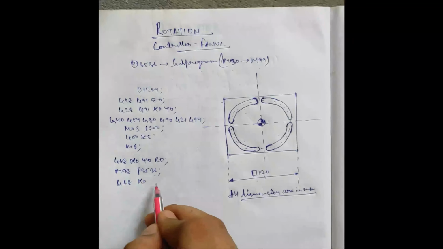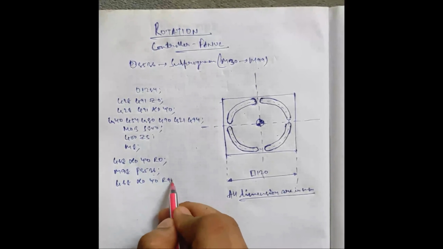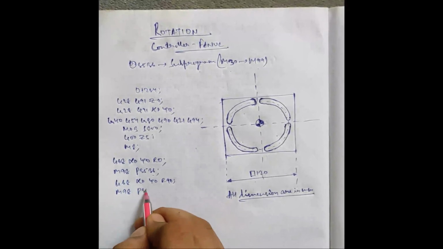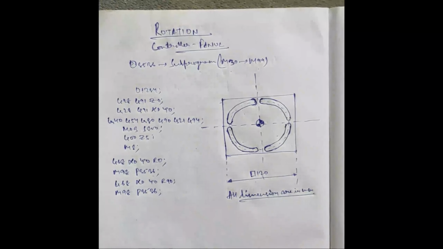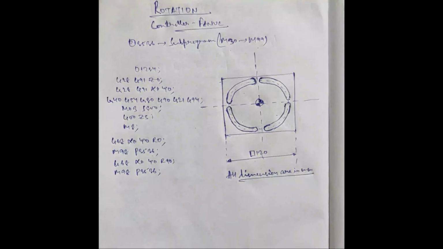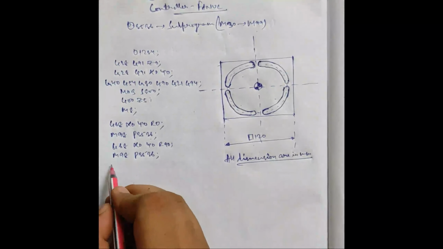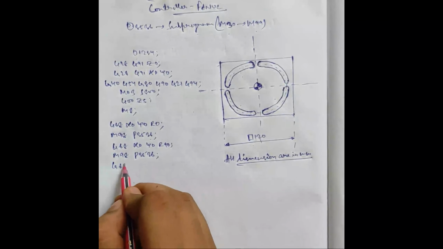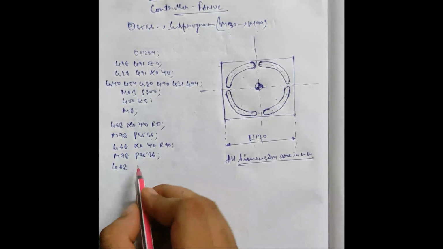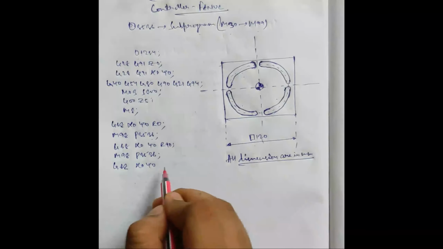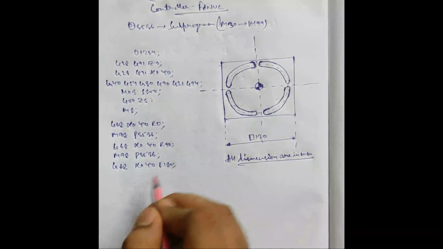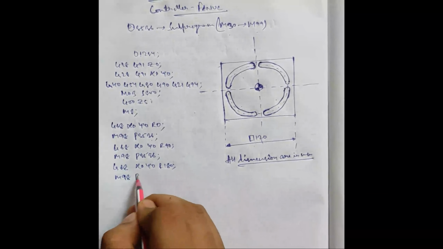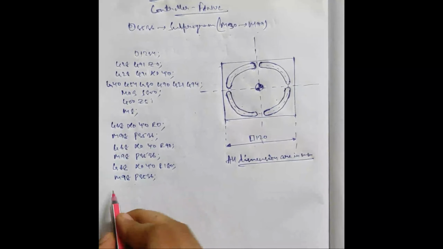Then write again G68 X0 Y0 R90, then M98 P3536 here. Then again G68 X0 Y0 R180, and then call the subprogram M98 P3536.